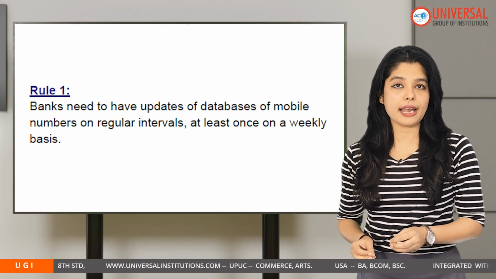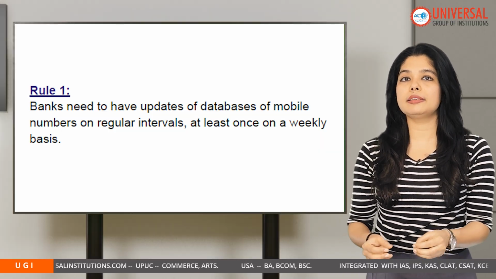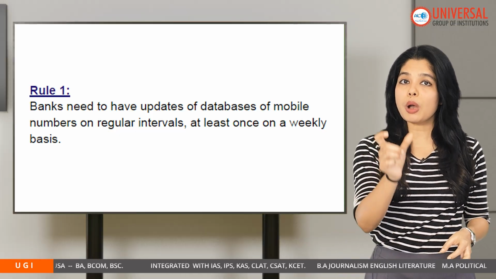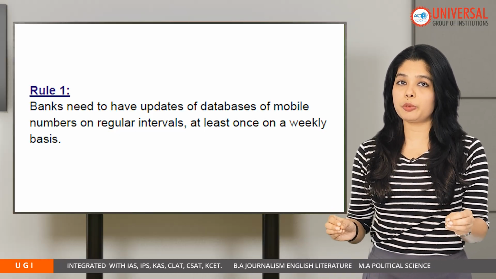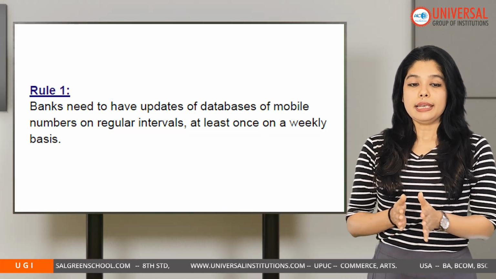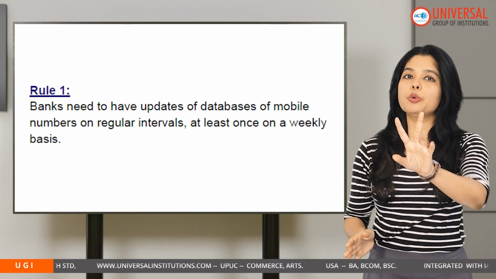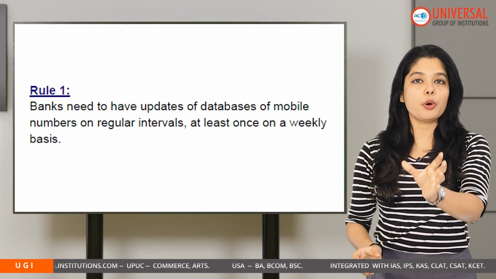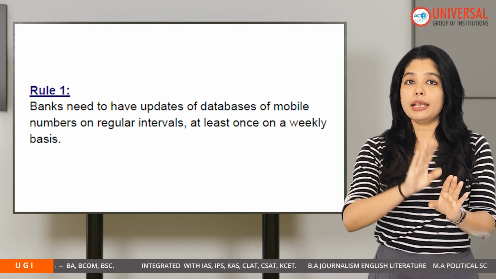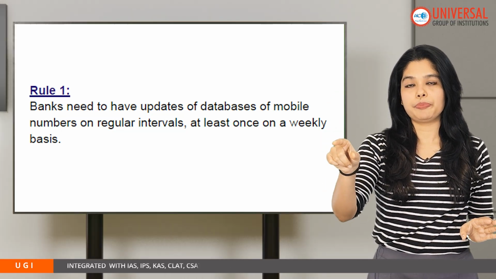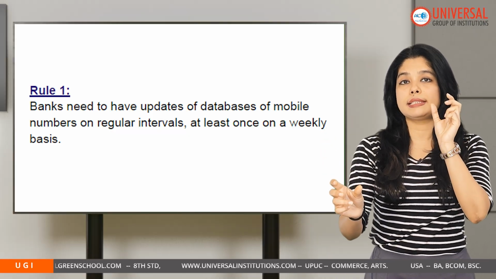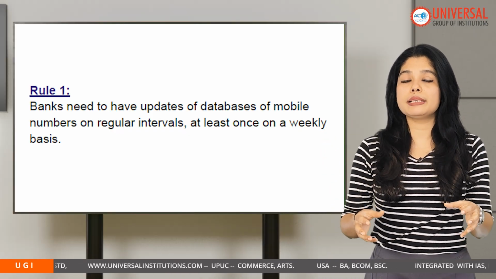Rule 1 says that the banks have to update the database of mobile numbers on a weekly basis. Once a week, the database of the mobile numbers will be updated and it will be checked whether the numbers are active or not. Let me give you one example. There are two people, Ajay and Vijay. Suppose Ajay has died and his number is not being used, and Vijay gets his number.